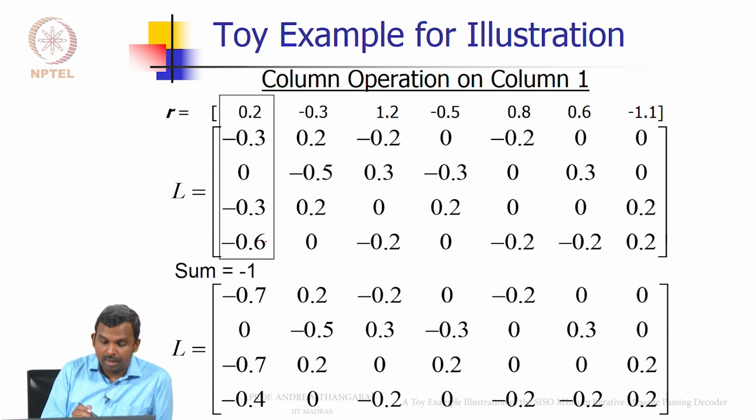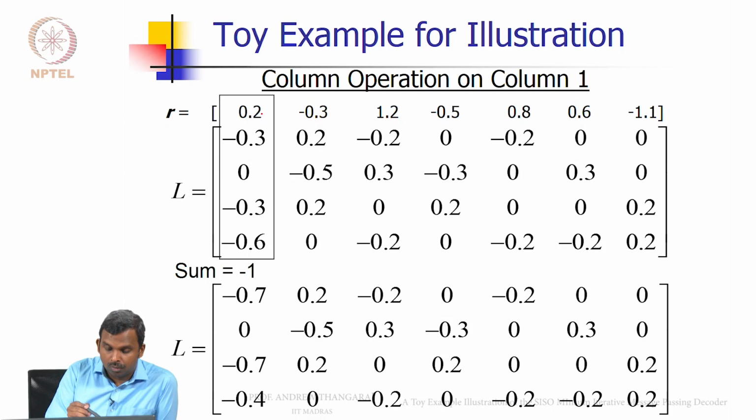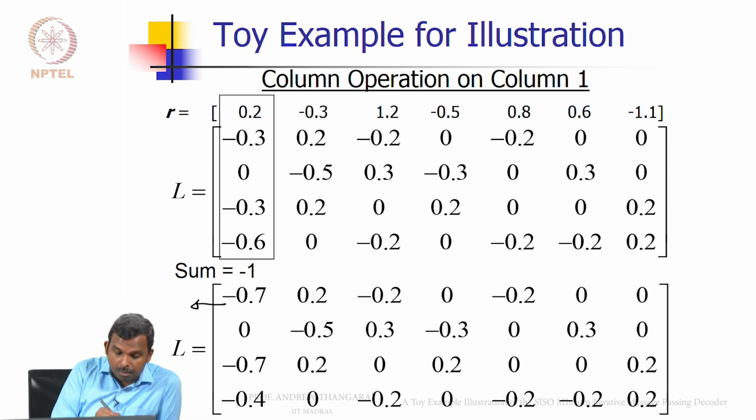Now, for the column operation in the first column, you look at the first column, the entries in the first column are minus 0.3, minus 0.3 and minus 0.6 and the value received from the channel is 0.2. So, the sum is going to be minus 1 here, is that correct? If you add up everything, you will get minus 1.2 plus 0.2 which is minus 1, is that okay? And then what do we do? How do we find minus 0.7 here? You take minus 1 and then you subtract minus 0.3 from it, you get minus 0.7, is that okay? Minus 1 minus minus 0.3, that became minus 0.7.